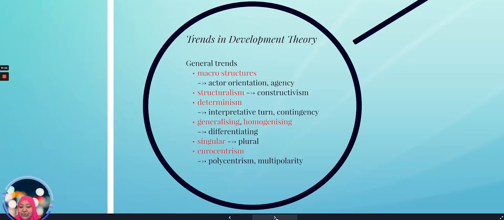Last but not least, Eurocentrism. Before the Cold War ended, and in the 19th century, we have Eurocentrism. That means everything is centered based on the European cultures. So when you talk about European cultures, we'll talk about actually Russia, all these big nations. And after the Cold War ended, we have polycentrism. We have multipolarity. That means you can have different ways, different cultural practices, different rituals that you can use in order to develop something.